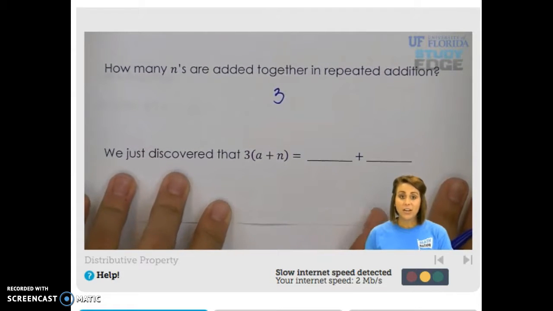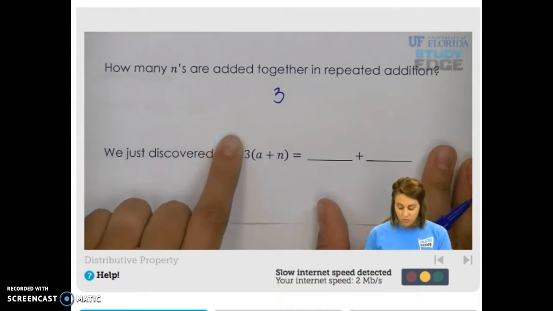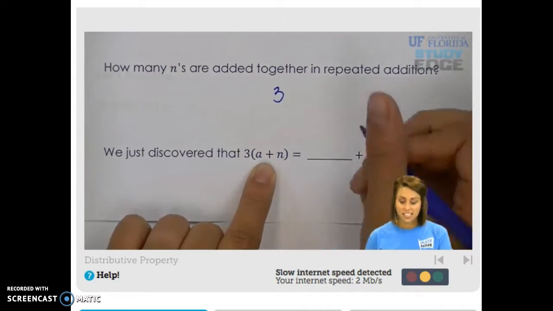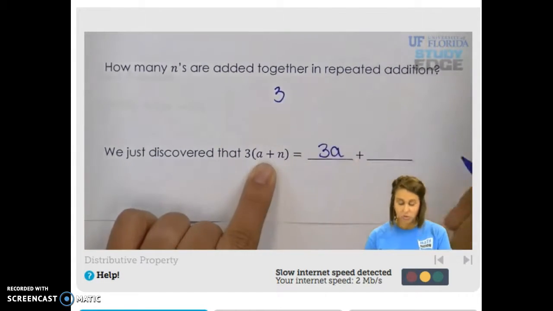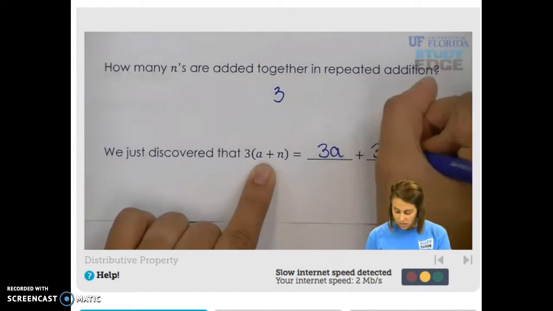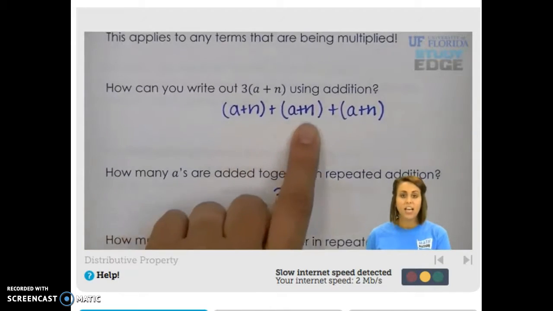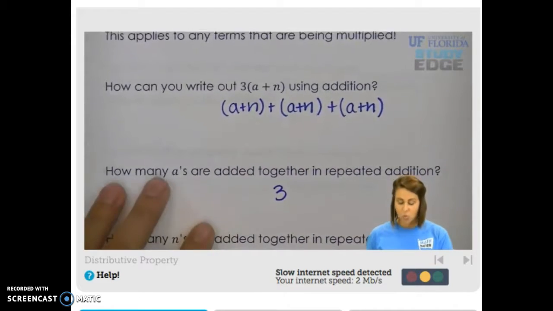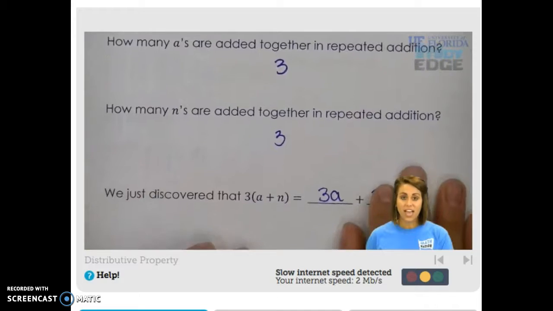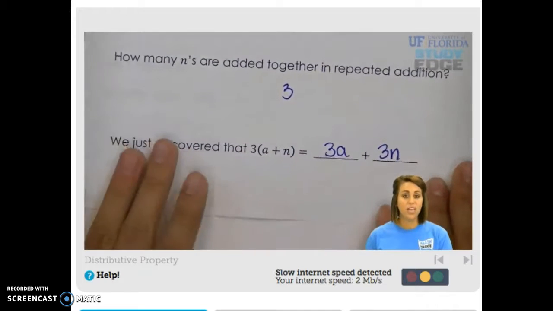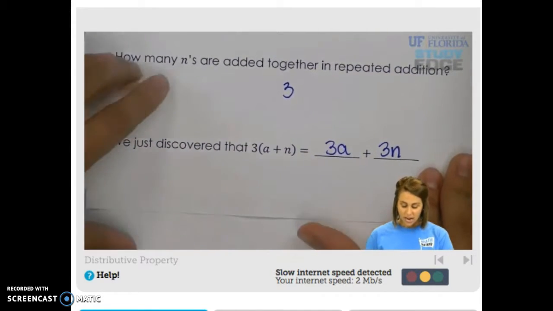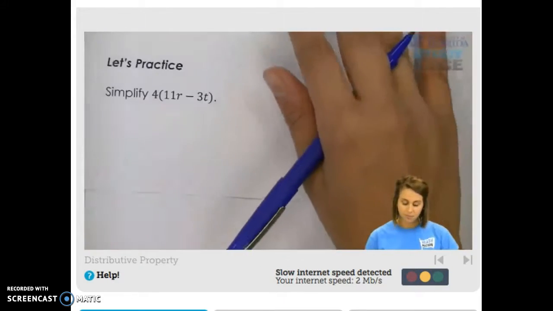So what we've done here is we've just discovered that 3 times (a plus n) is the same as 3 a's, or 3 times a, plus 3 times n. Because if we write it out like this, and we regroup these, we're going to see that 3 a's and 3 n's is what we get. Okay?